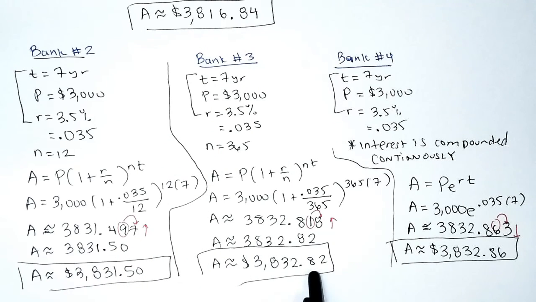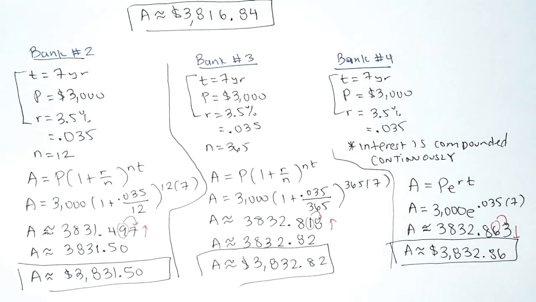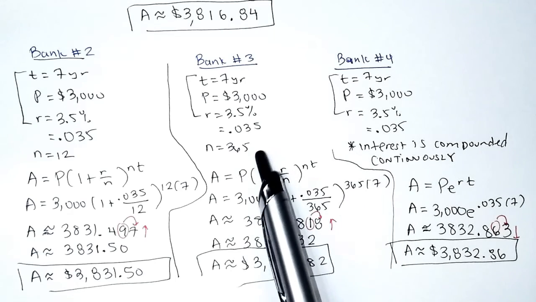The daily and continuously is about the same, but every penny counts, so I will go with this guy where the interest is compounded continuously. But in real life, you don't see that. The closest you'll get to continuously is daily.